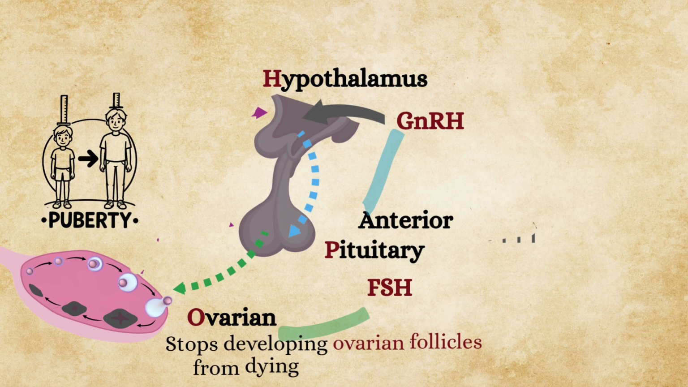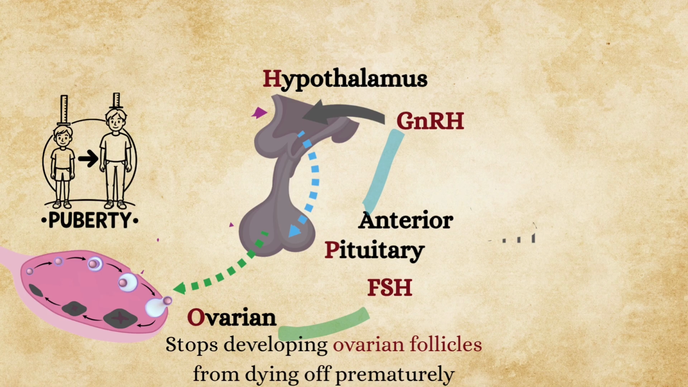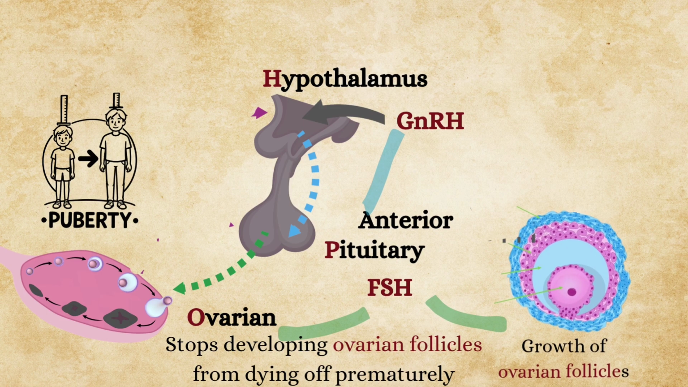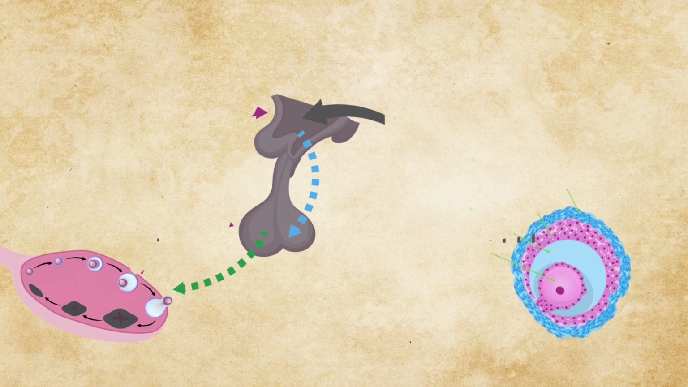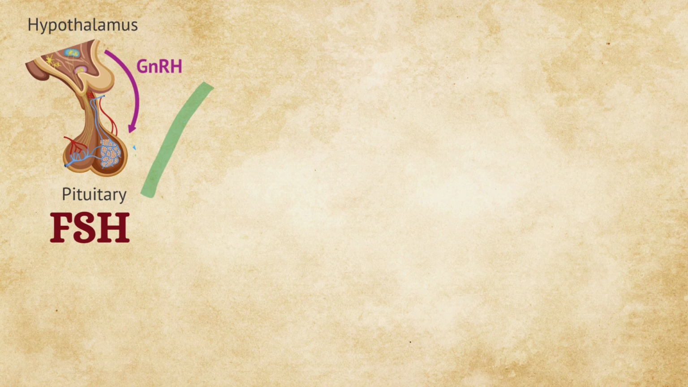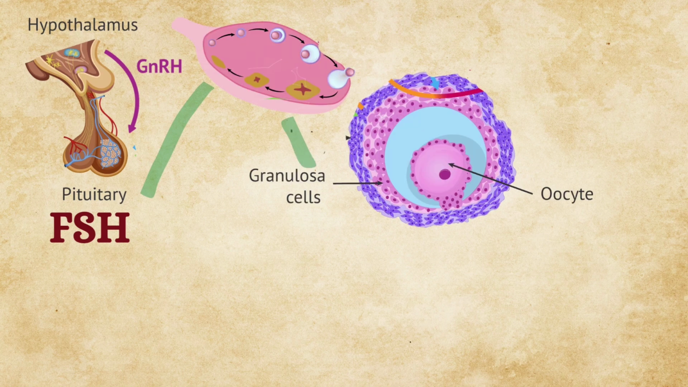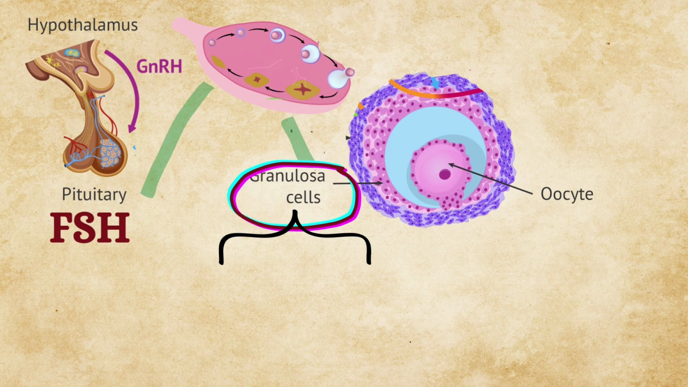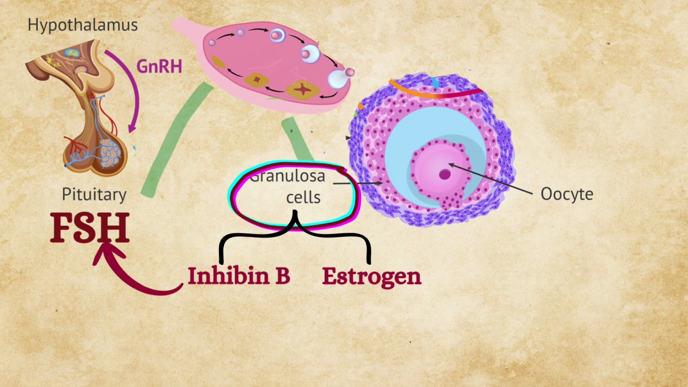FSH stops developing ovarian follicles from dying off prematurely. It promotes the growth and development of ovarian follicles. FSH targets specific cells in the ovary called granulosa cells. Acting on these cells leads to the production and secretion of two substances, estrogen and inhibin B. Inhibin B signals back to suppress or lower the release of FSH.